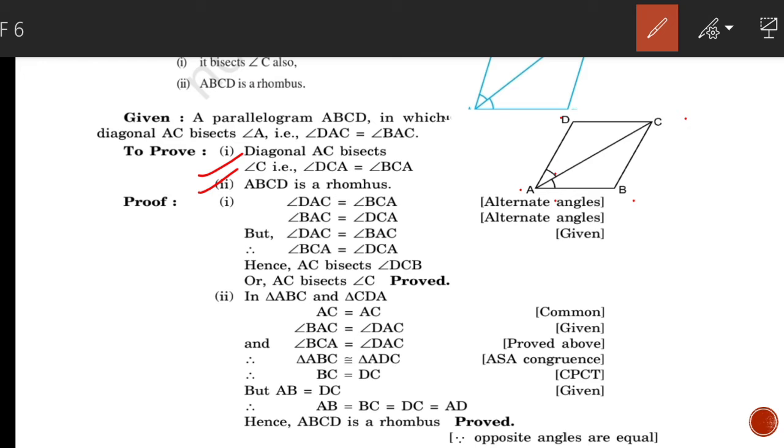For the first one, we can say that DAC and BCA, these two angles are alternate angles, as it is a parallelogram. So the lines BC and AD are parallel and AC is the transversal. So we can say DAC and BCA are alternate angles. Similarly, we can say BAC and ACD, these two also are alternate angles.